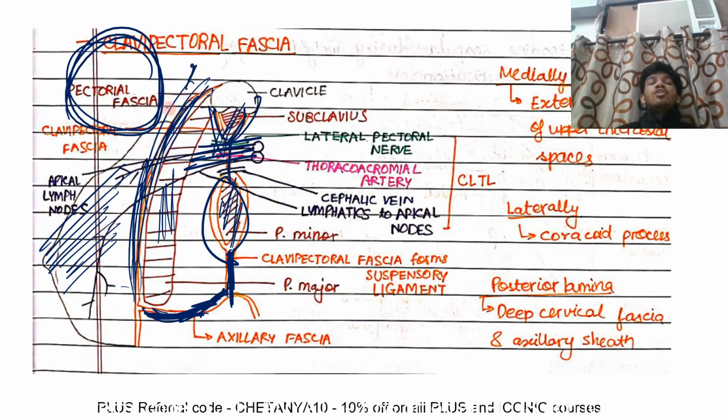In between you will have the retromammary space which allows the mobility of the breast. So these are all the structures that you will find here, and these are all the structures that are in certain relations here.